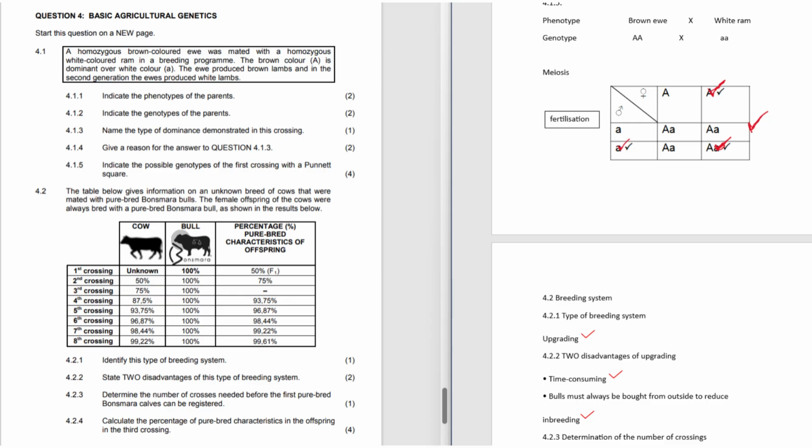Okay, then the Punnett square is going to be like this, where you have your gametes on the horizontal side and on the vertical side. The male gamete is going to be on the horizontal side at the top, and the female gamete is going to be on the left hand side, vertical, A and B.